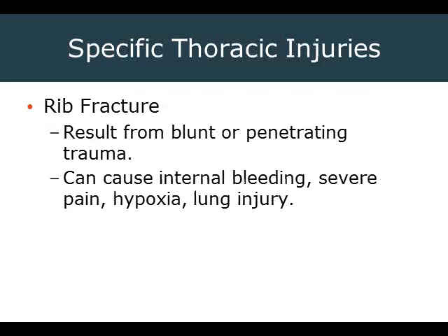So rib fractures can be from blunt or penetrating trauma. People get shot in the rib all the time and bust off a rib. It can cause internal bleeding. Remember, under every rib there is an artery, a vein, and a nerve. So there's a neurovascular bundle under each rib. There's the potential for some pretty good bleeding. They're going to have some severe pain, probably hypoxia, potential lung injuries.